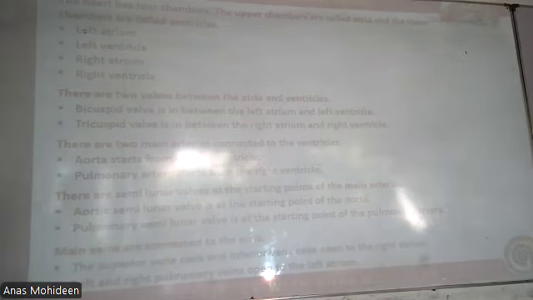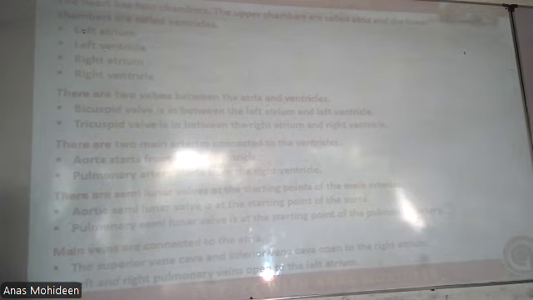There are semilunar valves at the starting point of the main arteries. What are they? At the starting point of the aorta, the aortic semilunar valve. Starting point of the pulmonary artery, the pulmonary semilunar valve. These two.